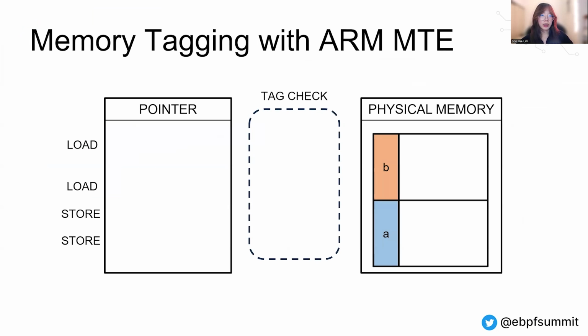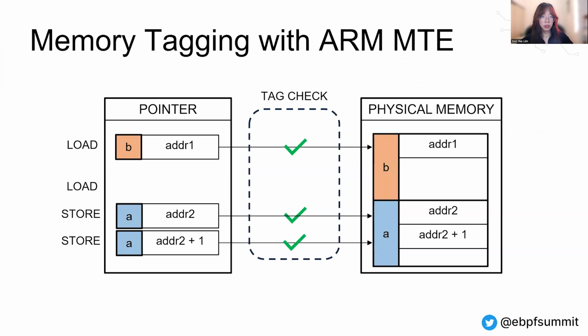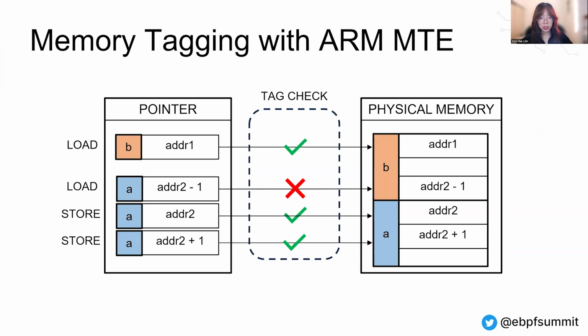Another isolation technique we implemented is memory tagging with ARM memory tagging extension, MTE. Memory tagging usually happens during memory allocation. With ARM MTE, every 16 bytes of the physical memory is associated with a tag. During memory access, the hardware will check if the tag in the pointer matches the tag in the physical memory. If there is a tag mismatch, the kernel will raise an exception.